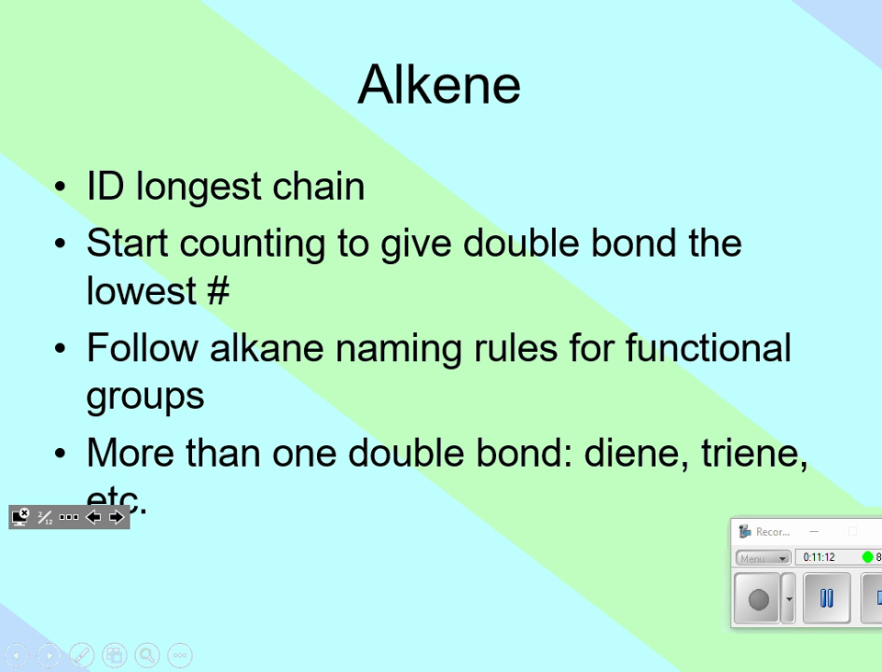There is one last thing for me to know. There are some carbon chains that have more than one double bond. On the problem I just showed you, you had two methyl groups. So what did we do? We called it dimethyl. Well, if there's two double bonds, we call it diene instead.